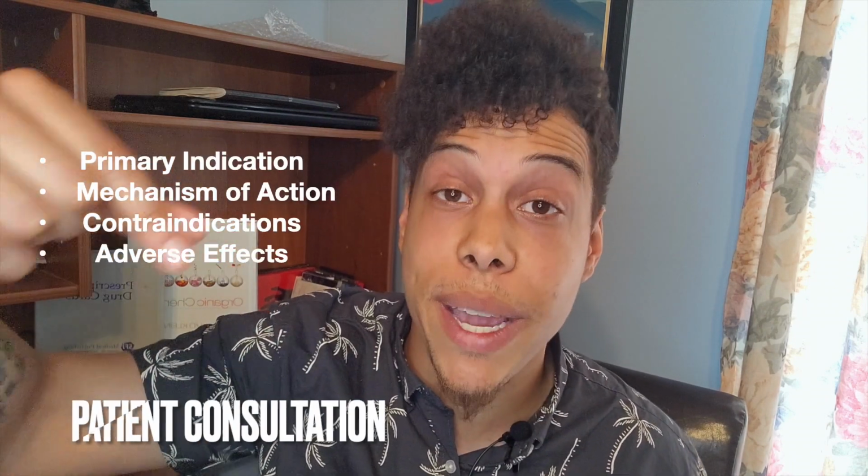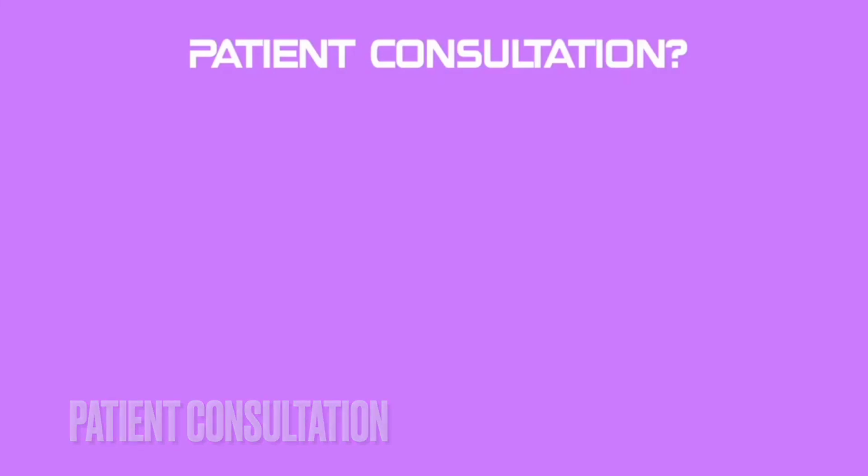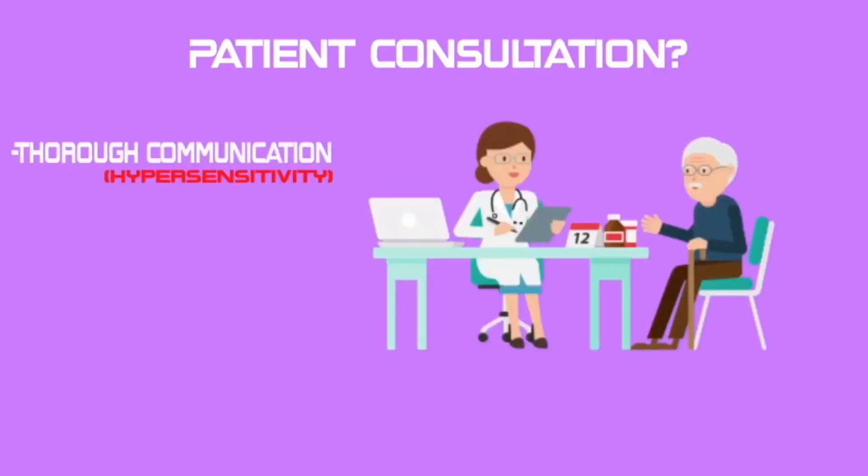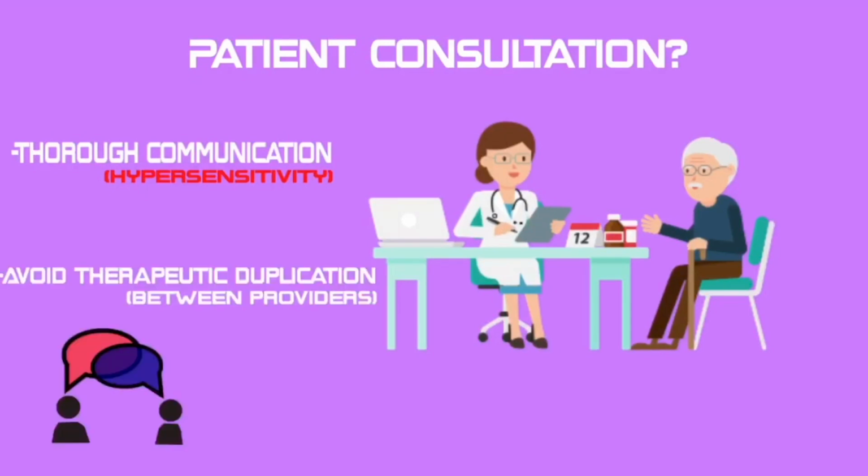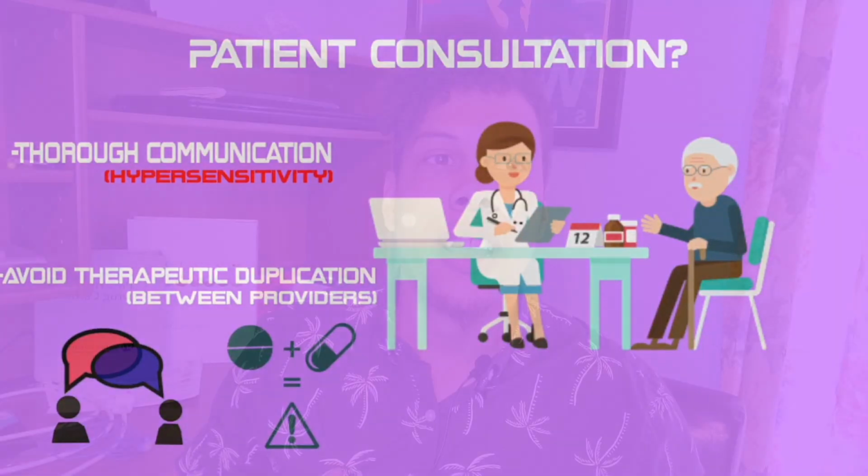All right, so up until this point, we've covered primary indication, mechanism of action, contraindications, adverse effects. We're going to wrap up with patient consultation. So guys, really as far as patient consultation goes, thorough communication between patient and provider should always be maintained where possible. This includes disclosure of past medical history of hypersensitivity to vancomycin in order to prevent an allergic reaction from occurring with the patient. And secondly, although technically not a point for patient consultation, providers themselves should also maintain open lines of communication between one another to avoid therapeutic duplication.